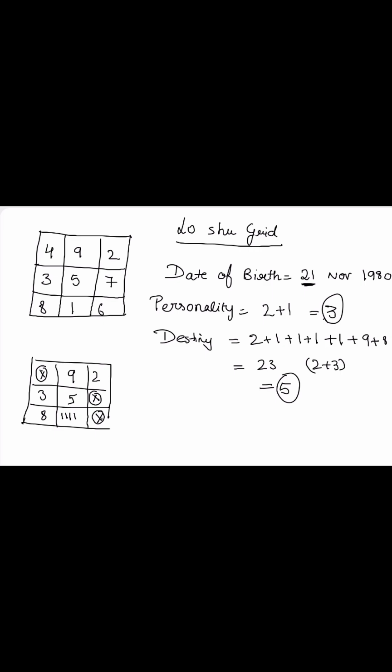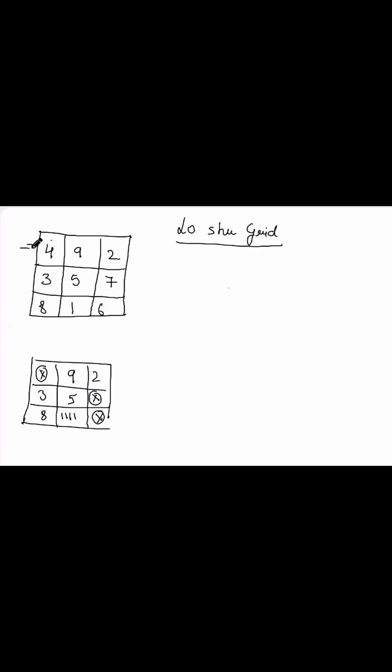Now I will explain the 6 planes which we have. If we count 1, 2, 3 horizontally, there are 3 planes, and 3 planes are vertical here. There are 3 horizontal planes and 3 vertical planes. Each of these planes plays a very important role in our life, and signifies something. When we talk about 4, 9, 2, this is called the mental plane. When we talk about 3, 5, 7, this is the emotional plane.